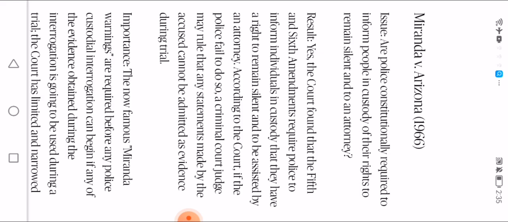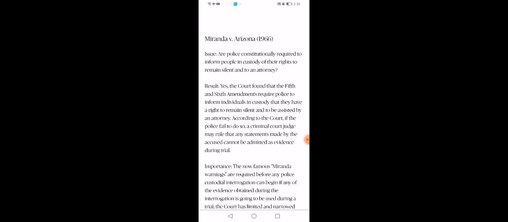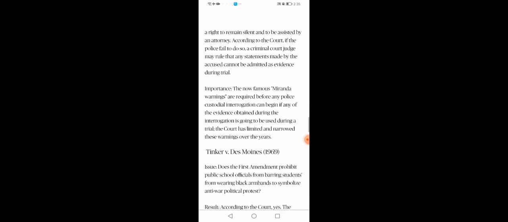Importance: the famous Miranda warning is required before any police interrogation if the evidence obtained is going to be used during the trial. The court has limited and narrowed this warning over the years.